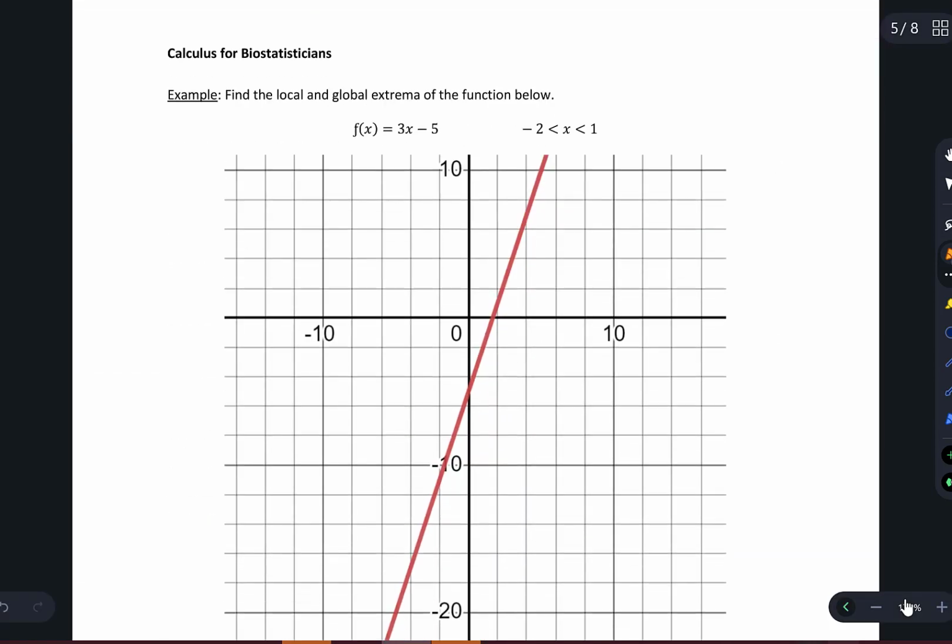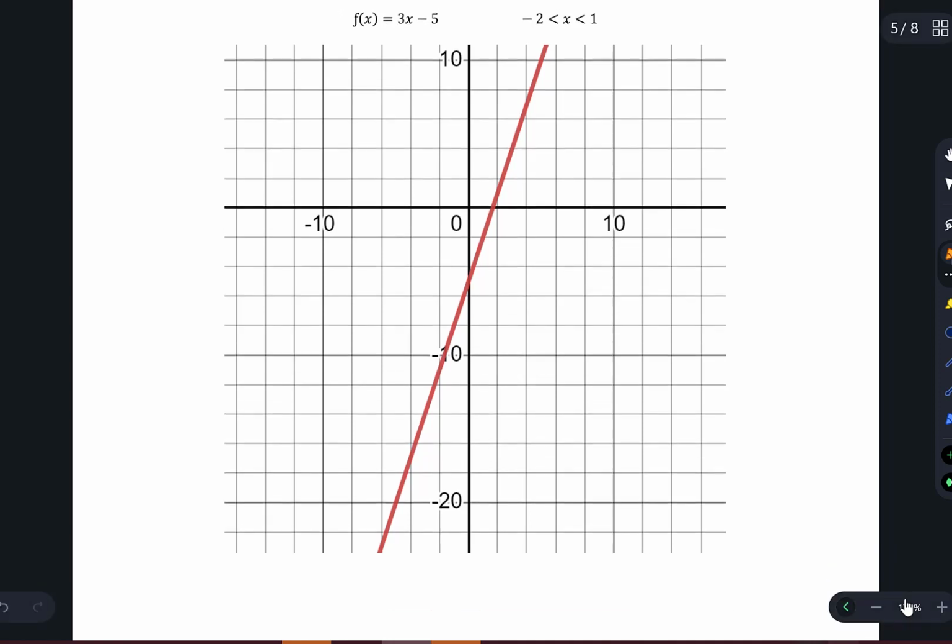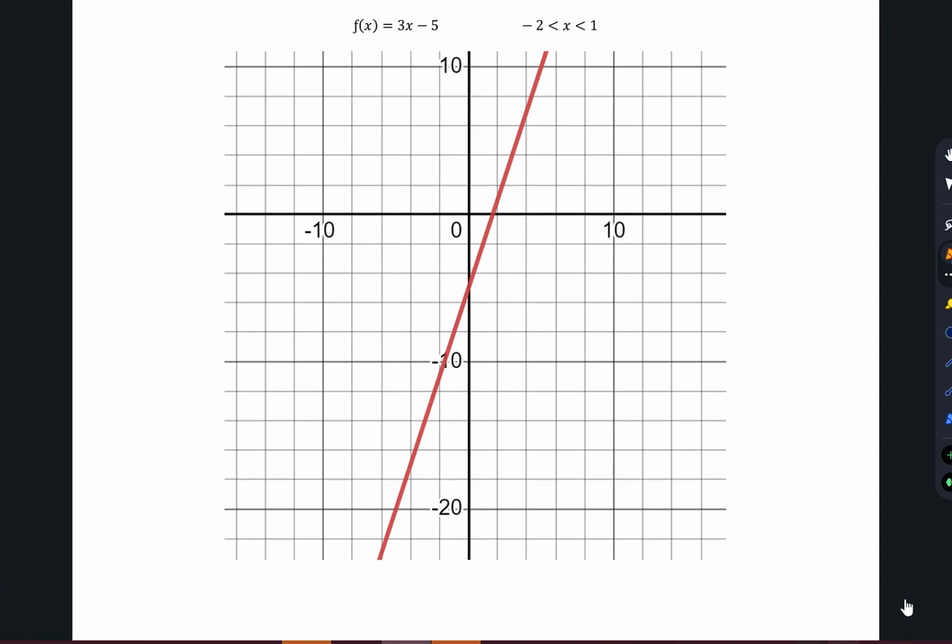All right, so let's look at an example here. Here we're going to find the local and the global extrema of the function below. So here our function is 3x minus 5, and we're interested in the open interval from -2 to 1. Again, the first thing I'm going to do is draw a dotted vertical line at the -2 and one at the 1. And again, this just helps me look at the plot and the region that I'm interested in.